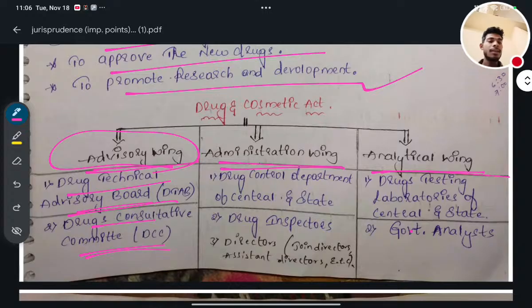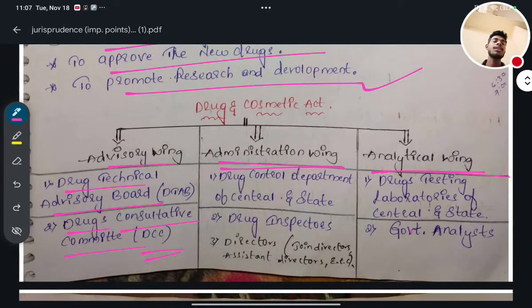If you want to remember, I'll tell you a trick. In DTAB it is already written, the Drug Technical Advisory Board, and in the case of DCC it is written, the Drugs Consultative Committee. So who will go for consultation somewhere? Why will someone go for consultation? To take some advice, yes or no? So they are advisory boards. In this way you can remember.